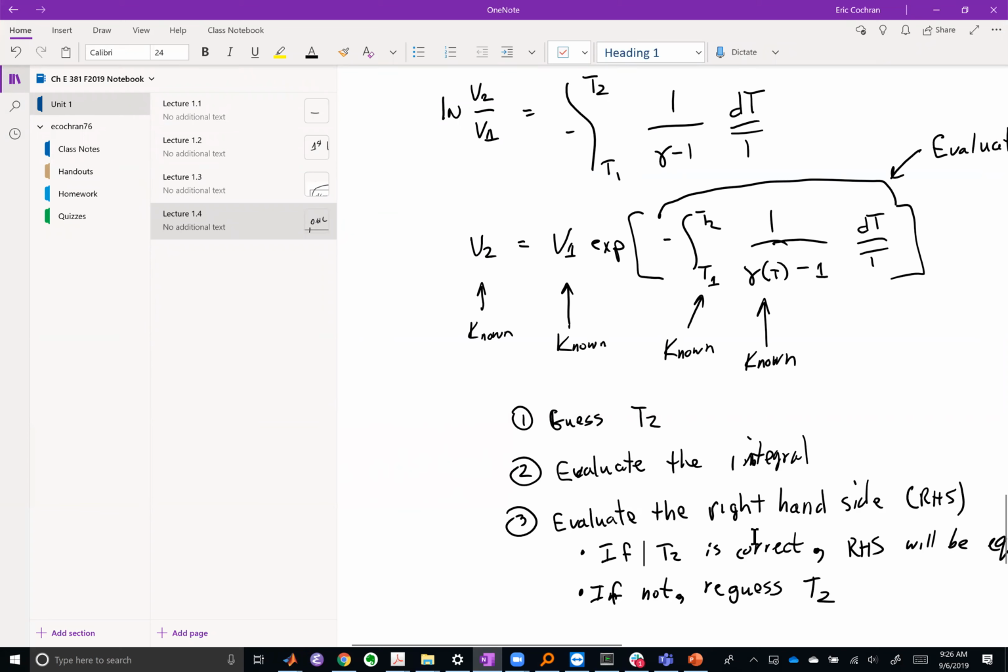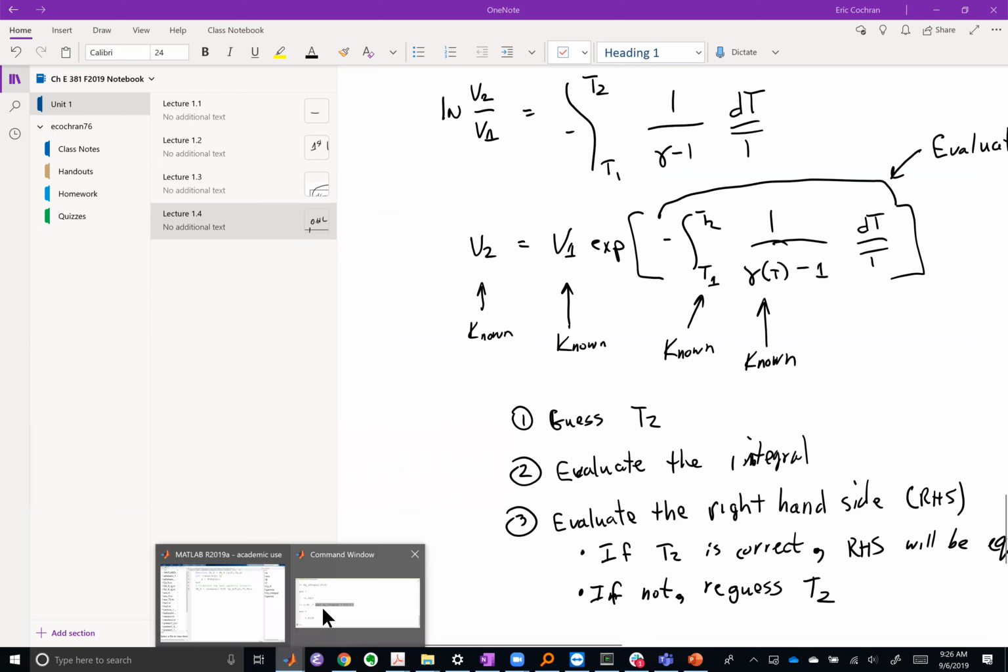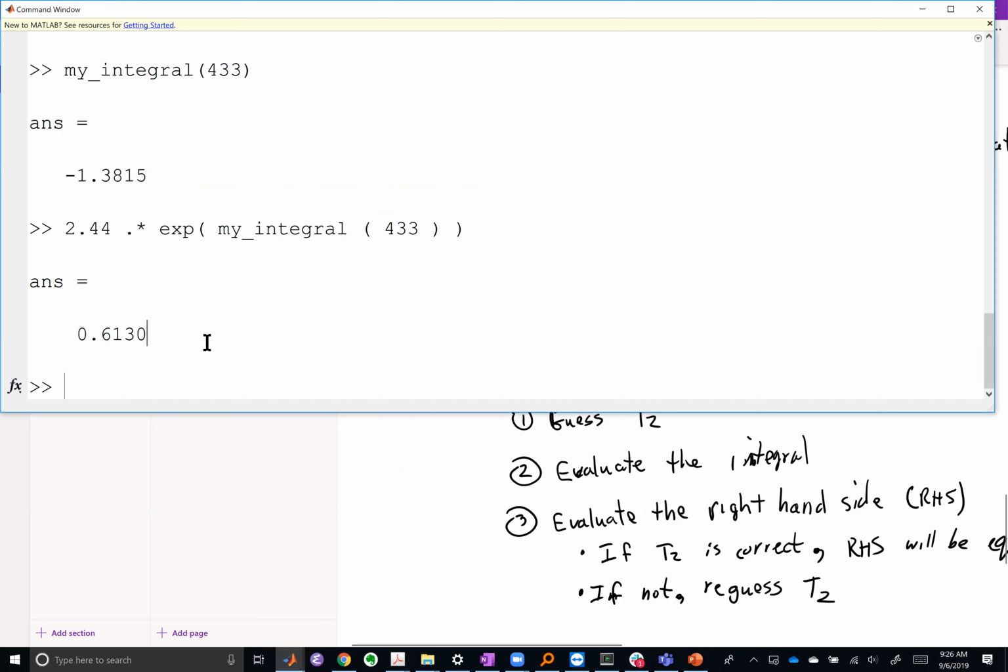All right, now the bullets say if it's correct, then I'm good. If it's not, then I have to re-guess T2. So what if I'm not satisfied with that level of accuracy, or if I hadn't done some homework up front to figure out that 433 was going to be a really good guess? I would like not to spend all day guessing numbers coming out with the right value. So what I'd rather do is have MATLAB do the guessing for me, or if I'm doing something similar in Excel, I want GoalSeek to do the guessing for me.